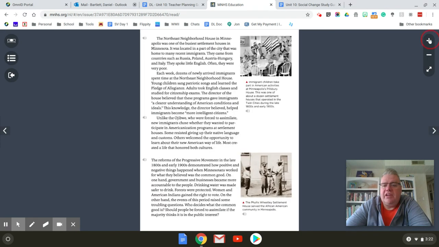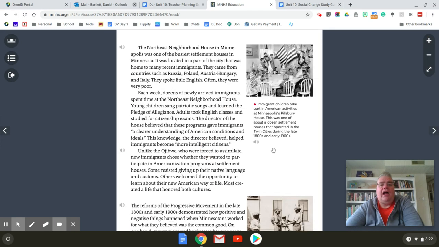The Northeast Neighborhood House in Minneapolis was one of the busiest settlement houses in Minnesota. It was located in part of the city that was home to many recent immigrants. They came from countries such as Russia, Poland, Austria-Hungary, and Italy. They spoke little English. Often they were very poor. Each week, dozens of newly arrived immigrants spent time in Northeast Neighborhood House.